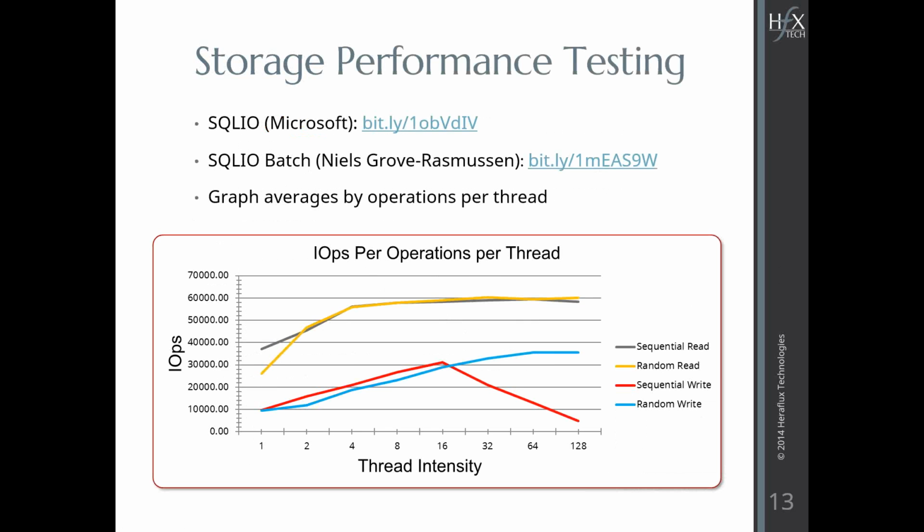He's also got another thing in there that will actually extract the data out of this really huge text file and put it into a CSV format for you. All you got to do is graph it by thread intensity, group it by the test type, and you can start to build a curve of what your storage is actually doing.